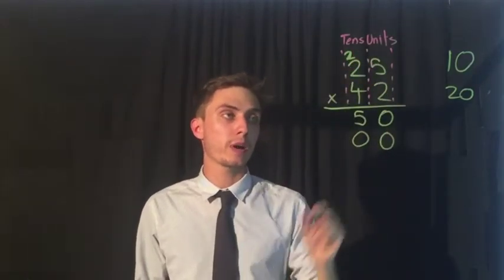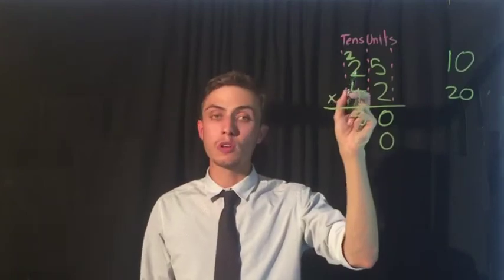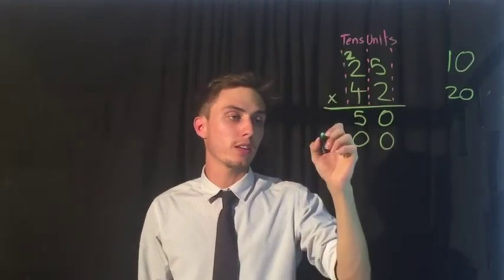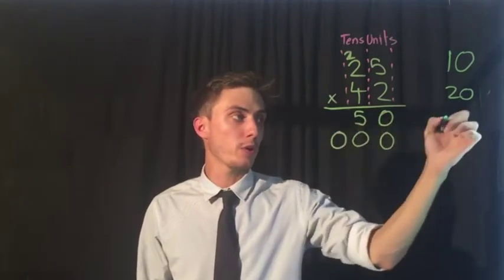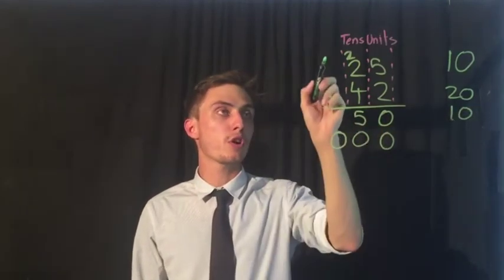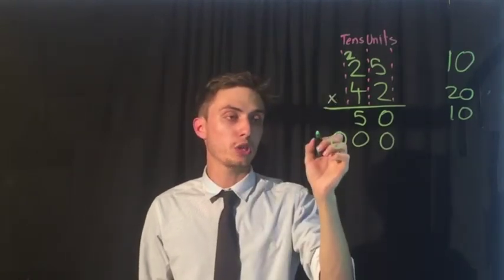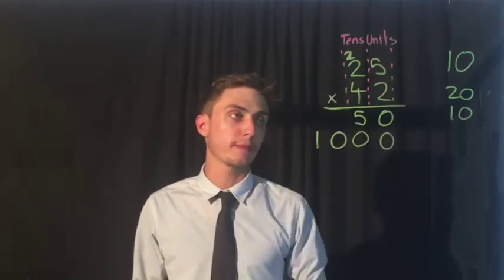Now we're ready to do our next one. 4 times 2 equals 8. Plus 2, we get 10. And so we write our 0. And if you notice, we have no more digits to carry over to, so we just write our answer fully in here.